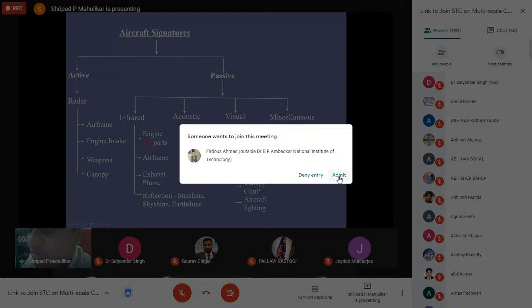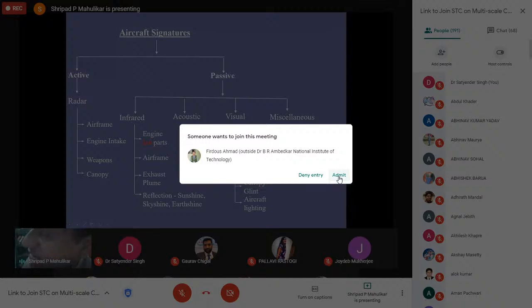Then the canopy inside which the pilot sits. The canopy is actually transparent, or rather semi-transparent to be more precise, even to the visible part. But then there is a glint. The glint is, during the daytime, the reflection of the sun. The reflection of the sun, that is the glint from the canopy, is responsible for passive visual signature. And also the aircraft lighting. The aircraft lighting is especially visible at nighttime, and that becomes a prominent source of visual aircraft signature. And there are several others.